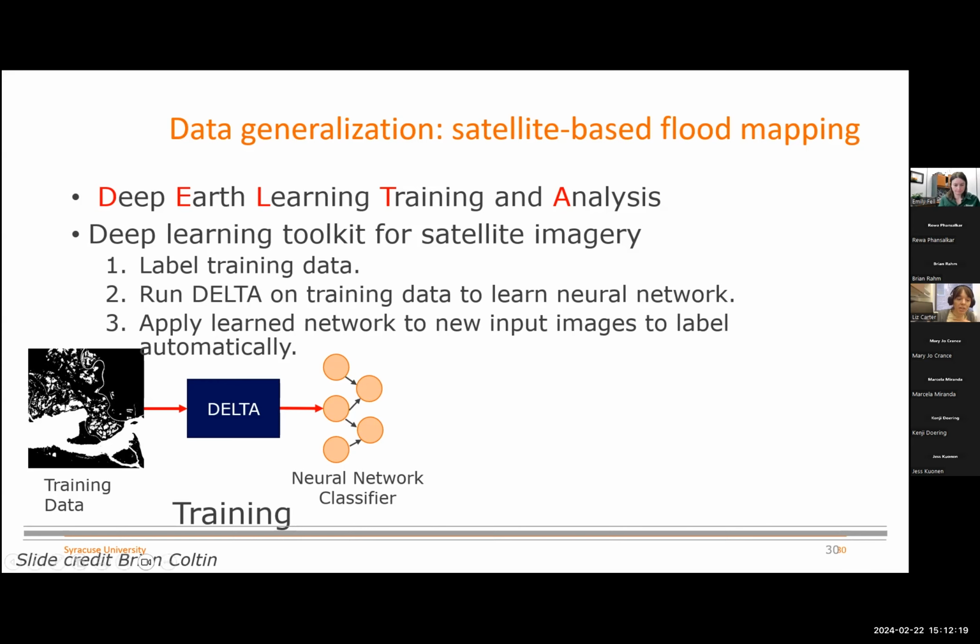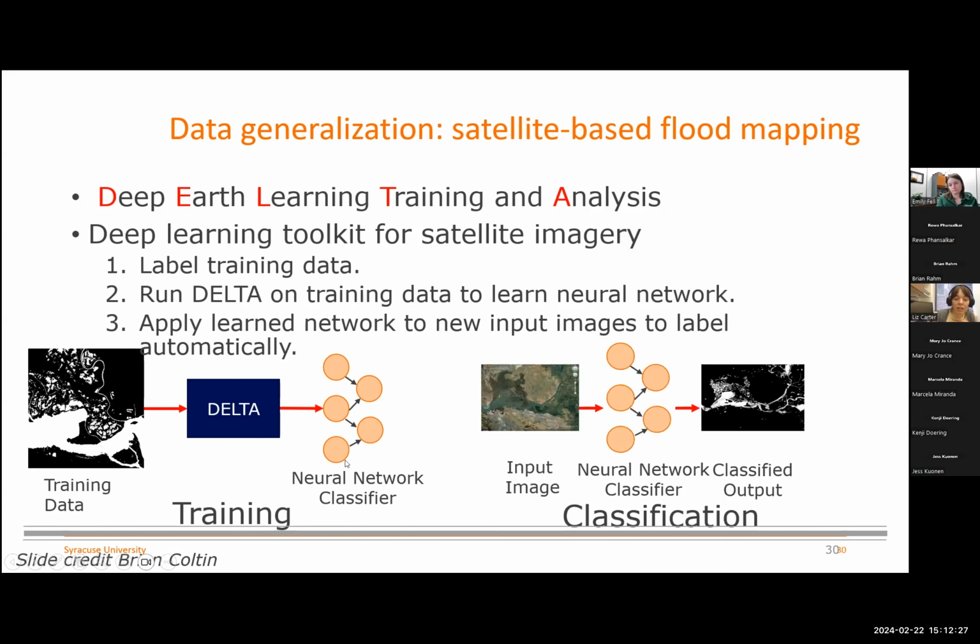So if you have training data, which looks like an already delineated map of where there was water and where there was flood, you can use that to train a neural net classifier. And then you can take input images where you don't have any information about flooding extents, pass them through that trained neural network classifier, and get a flood map on the outset.